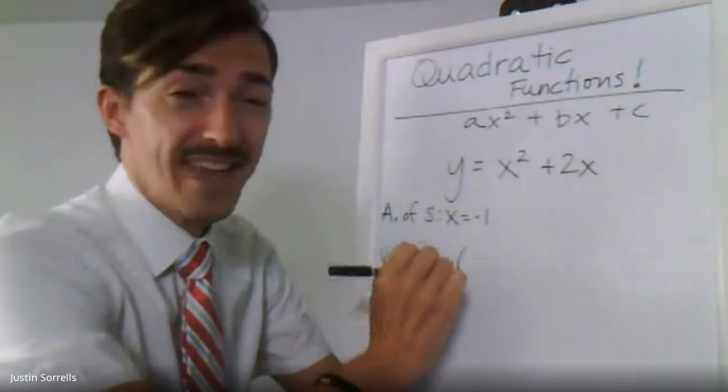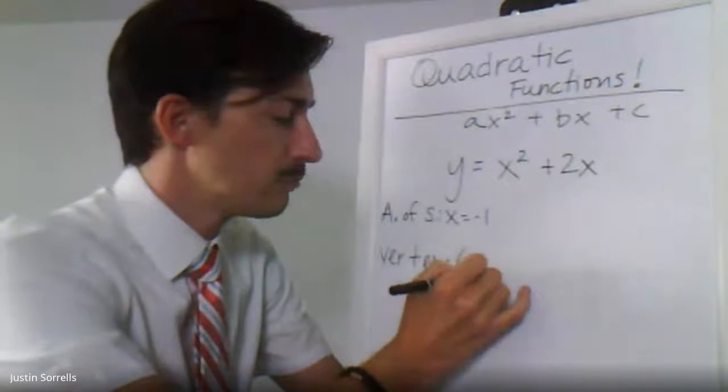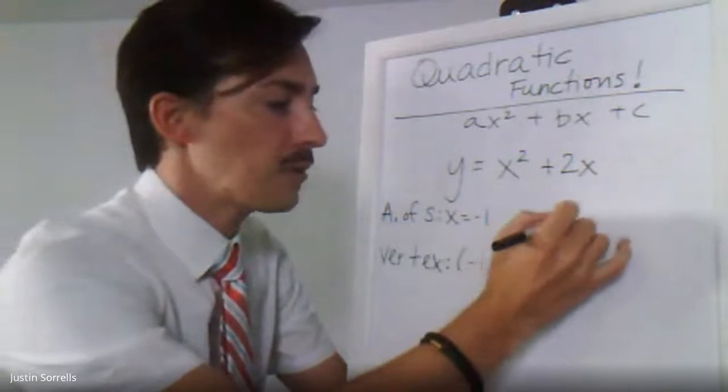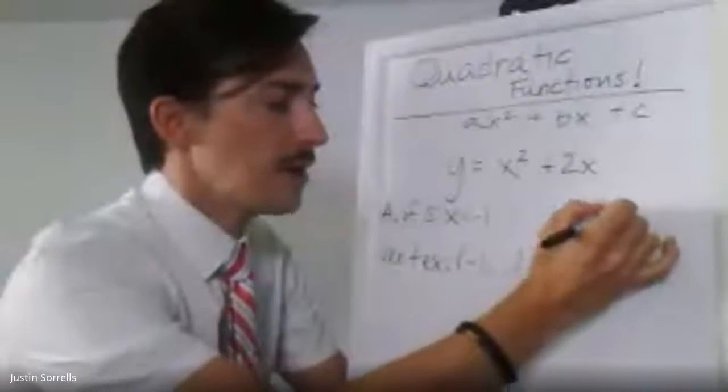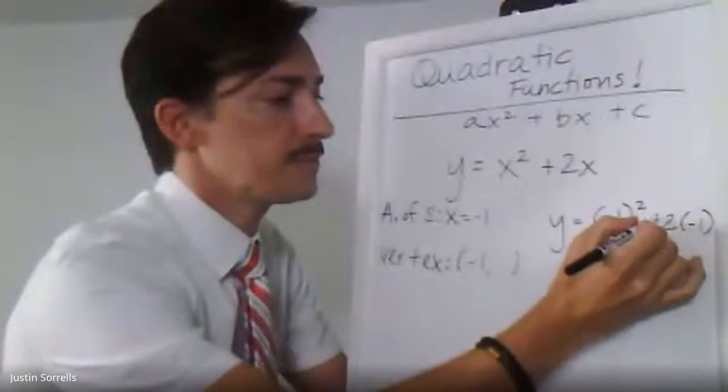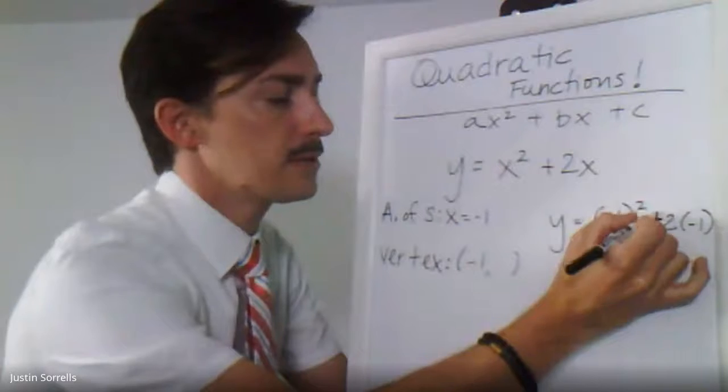And go ahead and identify the x value of -1. Boom, boom. So now I just have to fill this in, okay? Let's do it. So y equals -1 squared plus 2 times -1.